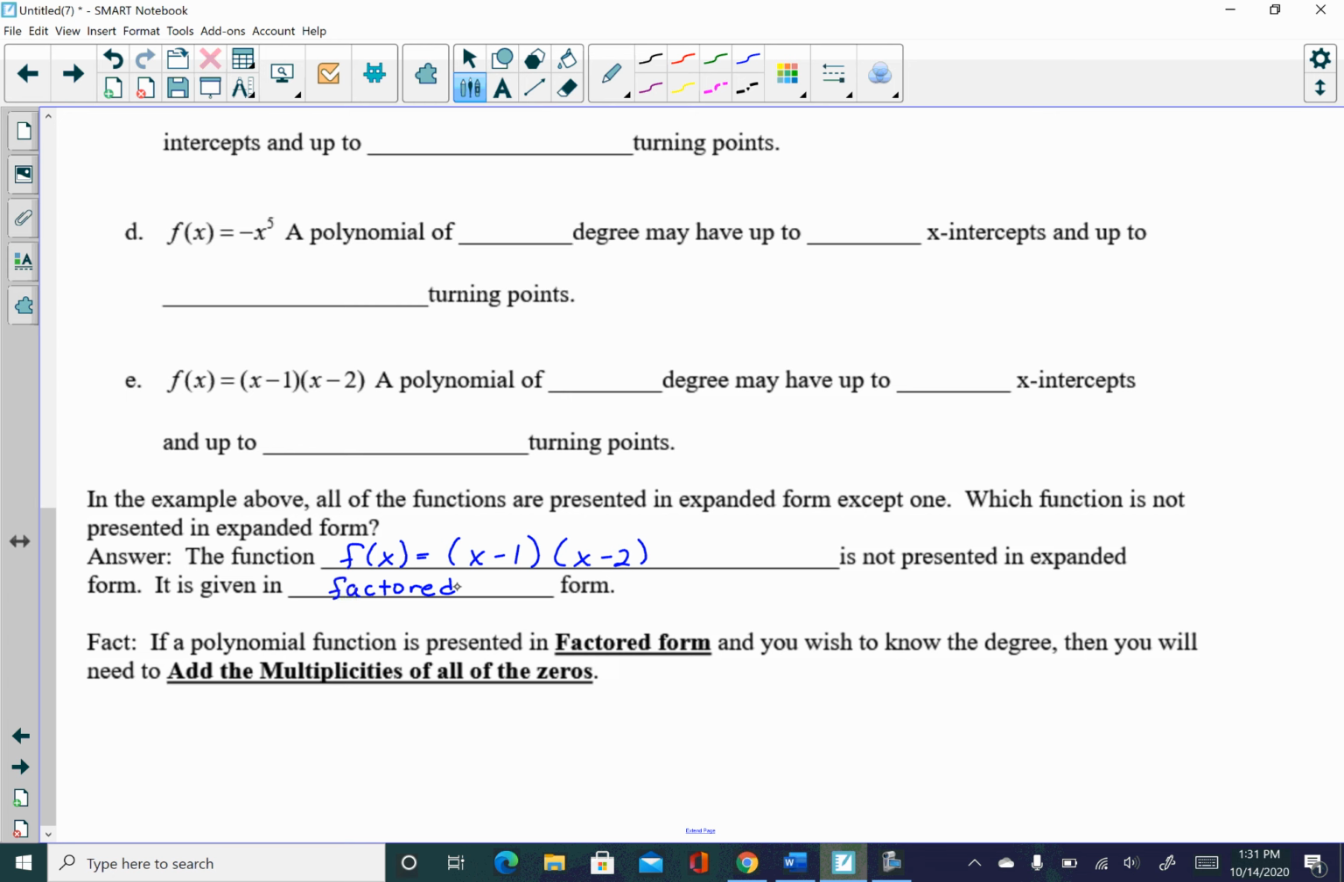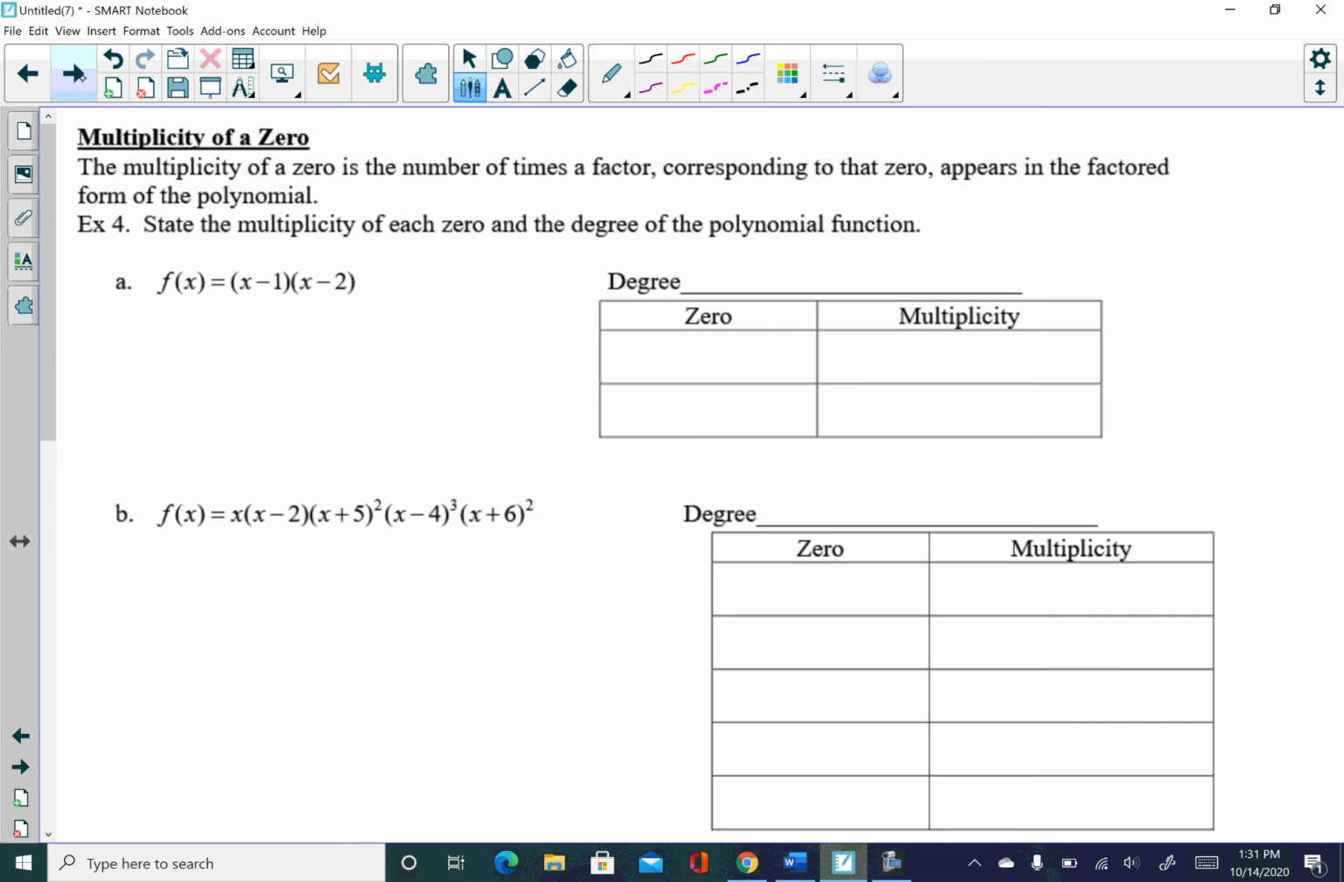Okay, and down here below, it says if a polynomial function is presented in factored form and you wish to know the degree, then you're going to need to add the multiplicities of all the zeros. So you might be saying, well, what is multiplicity? Flip it on over and I have that definition for you.